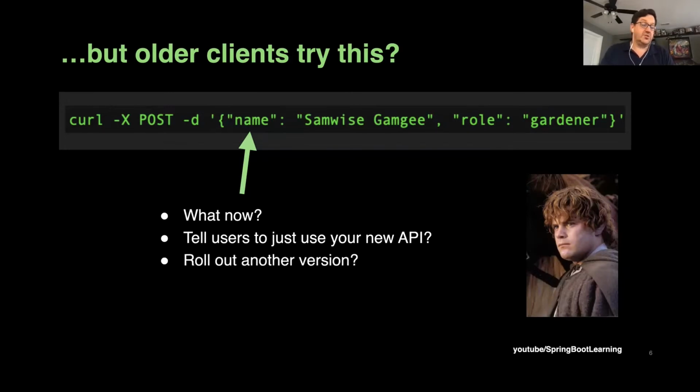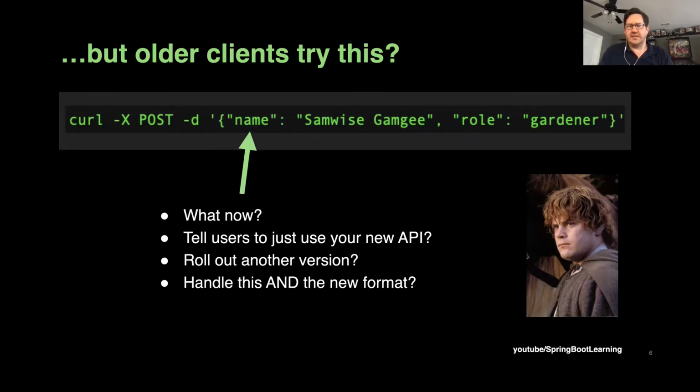Another option is you could roll out another version. You could keep the old version of the API running, and you could put out V2, version 2. Or a third option is you could update your API to actually handle both formats. Instead of making it a breaking change, you could provide backwards compatibility by handling either name or the first name last name combination.